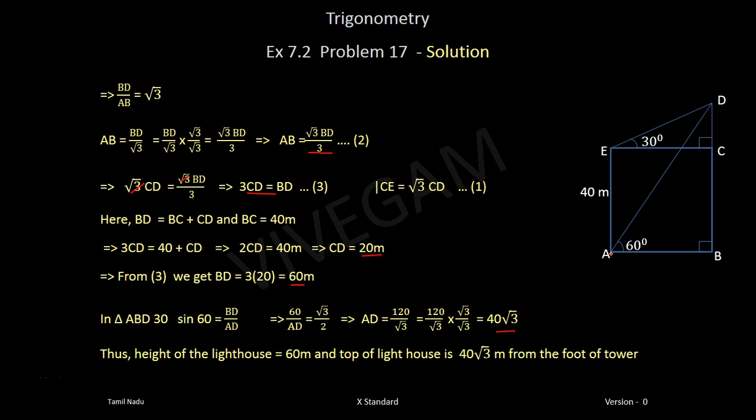Which means the distance from the foot of the tower to the top of the lighthouse is 40 root 3 meters. You got it? So height of the lighthouse is 60 meters and the top of the lighthouse is 40 root 3 from the foot of the tower. Okay? So I hope I made it clear. If not, please go through one more time. It will become clear. Thanks for watching this video.